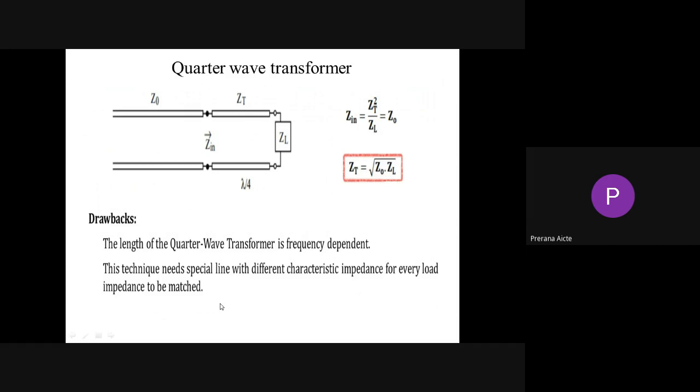Now, this characteristic impedance depends upon the different lengths of the transmission lines, that is, a half wave lambda by 2, or lambda by 4, and lambda transmission lines. So for quarter wave transformers, Z naught is the characteristic impedance, Zn is the input impedance, Z of T is the terminal impedance, and Z of L is nothing but the load impedance.